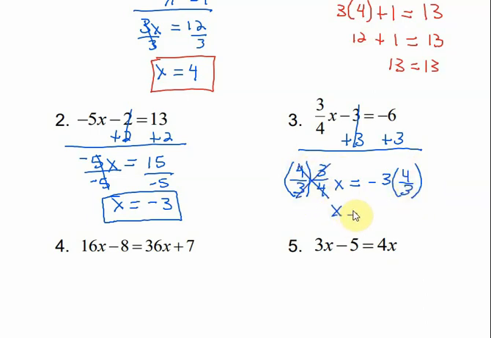That gives me x equals, this is like a negative 3 over 1. Negative 3 times 4 would be negative 12. 1 times 3 is 3. And a negative 12 over 3 would reduce to negative 4.